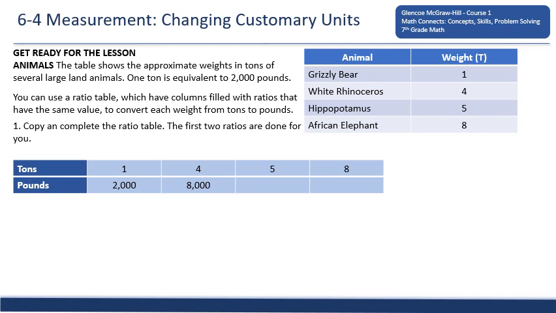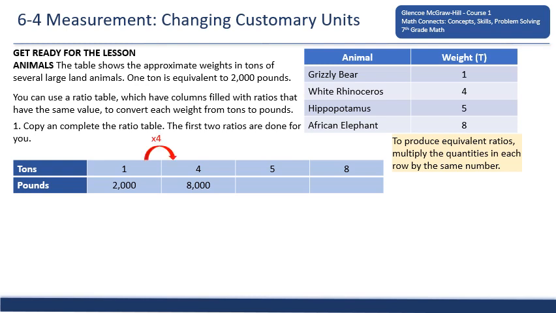Copy and complete the ratio table. The first two ratios are done for you. So 1 ton is 2,000 pounds. 4 tons is 8,000 pounds. To produce equivalent ratios, multiply the quantities in each row by the same number. So for the first one, it was 1 times 4 is 4. 2,000 times 4 is 8,000.